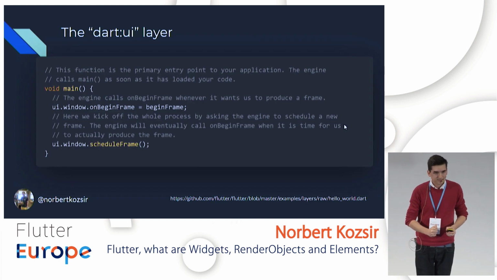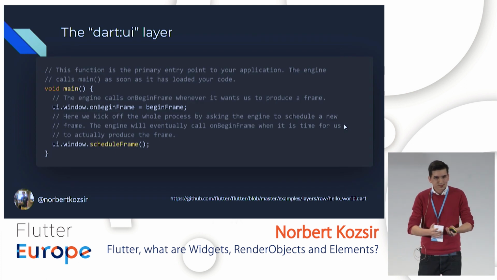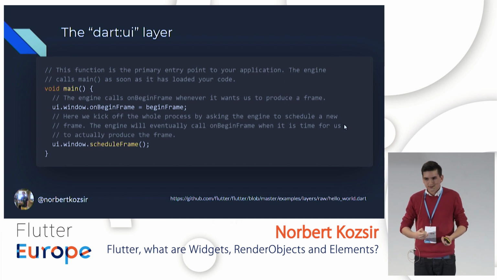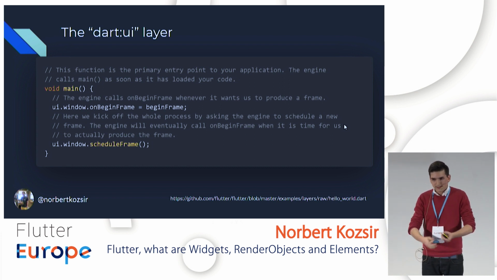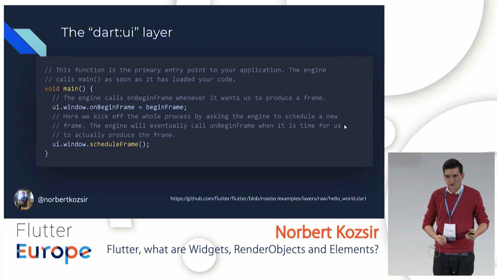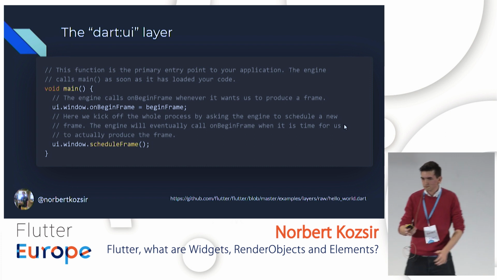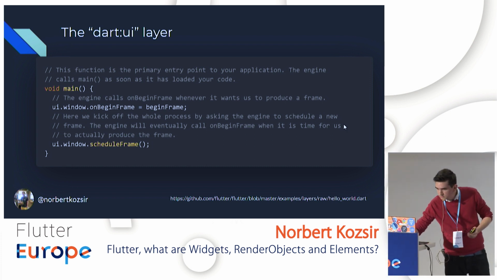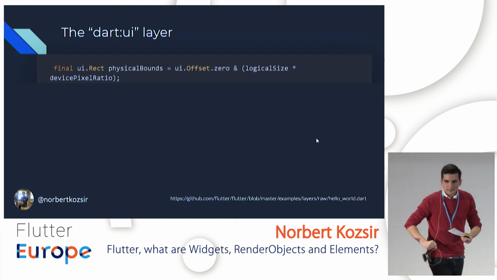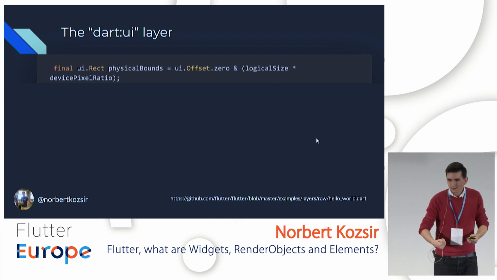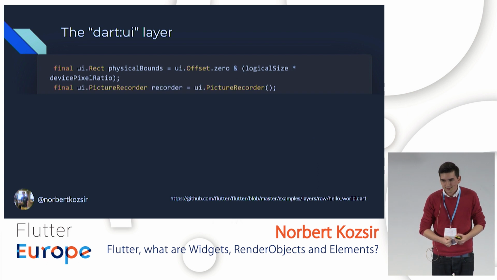First, we have the main method. The main method is the entry point to every Dart program. There we schedule a frame and set the callback for what happens when we call that. Then, in the callback, we specify some physical bounds.